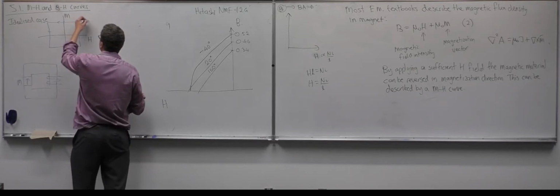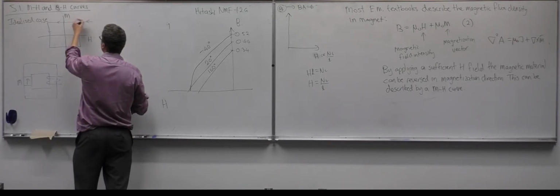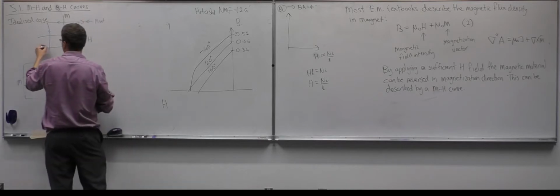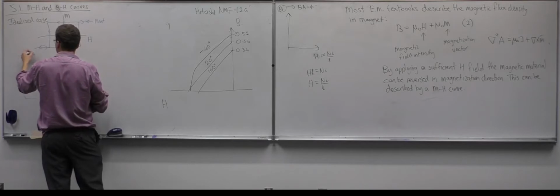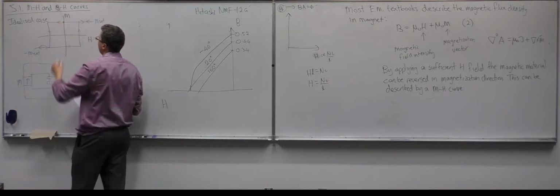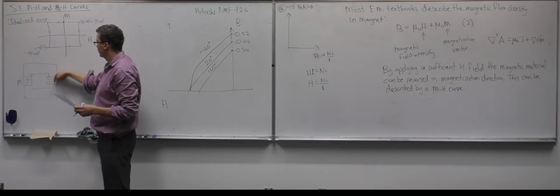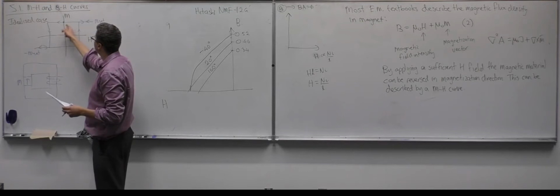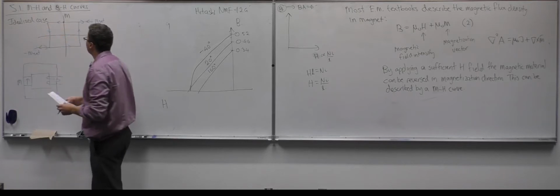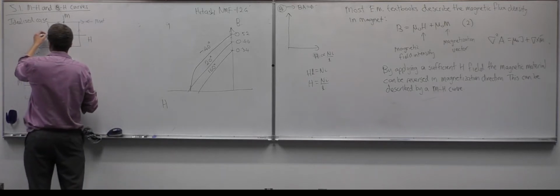Okay? And in this idealized case, M can only have one of two values. So this is M saturated, and this is negative M saturated. So assuming we start off having the magnet magnetized positively, then if we apply a field in the negative direction, the magnet can stay magnetized until we get to this point here on the H, and that's called the intrinsic coercivity. So this is HCI.